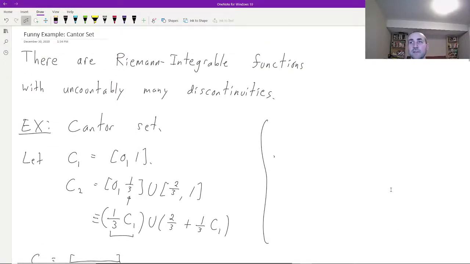So this is a short video about the Cantor set. Just as a quick recap, when we first started talking about integration, before we introduced the Riemann integral, I gave a sort of simpler version of the integral, and I proved that it worked for continuous functions.